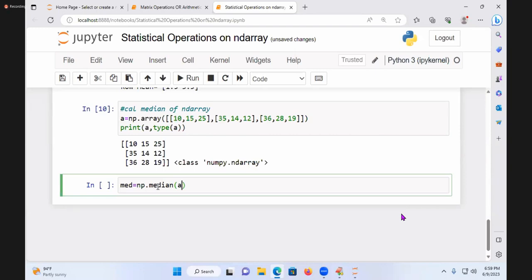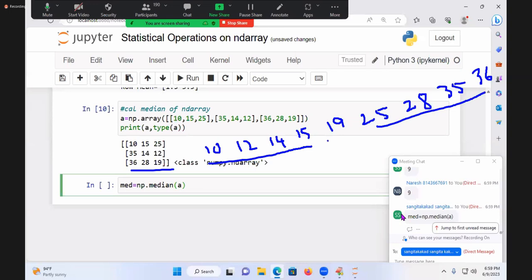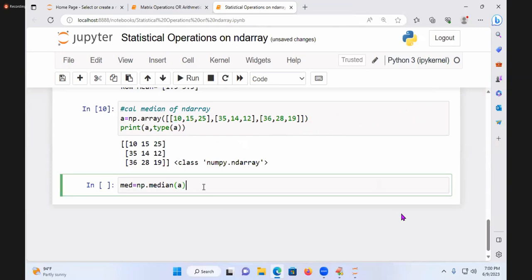The total elements are 9. First put them in sorted order, for your calculation purpose: 10, 12, 14, 15, 19, 25, 28, 35, 36. So 4 elements here, 4 elements here. 19 will become the median, simple. What is the answer? 19.